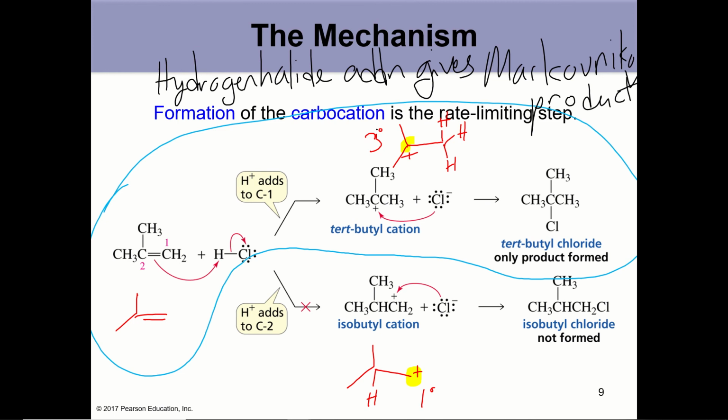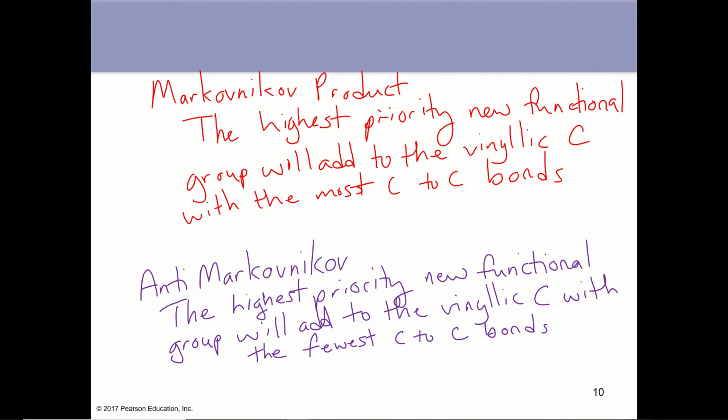And so for key points for this reaction, one of the things that you would put is that it's a Markovnikov reaction, or that the hydrogen is going to bond to the carbon with more hydrogen atoms, and the halide is going to bond to the carbon with more carbon-to-carbon bonds. So we've written out the definitions for you. Markovnikov product: the highest priority new functional group will add to the vinylic carbon with the most carbon-to-carbon bonds.